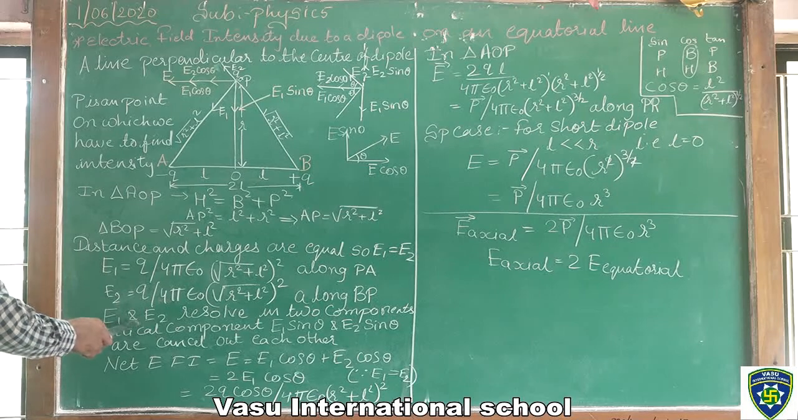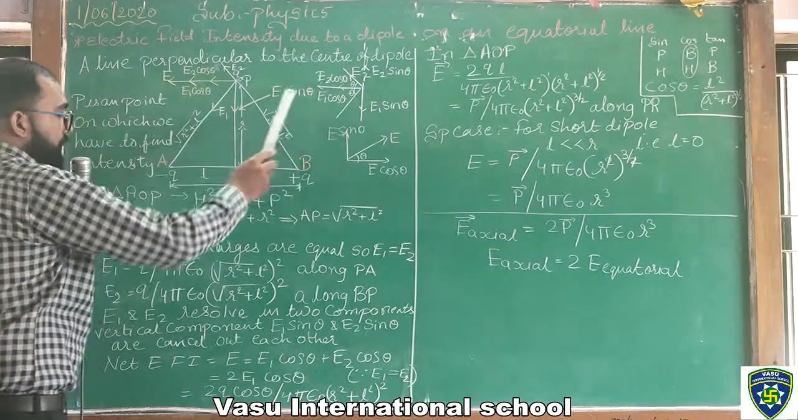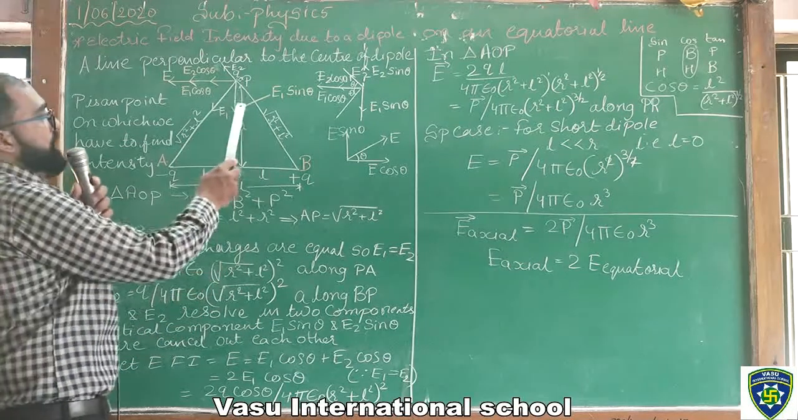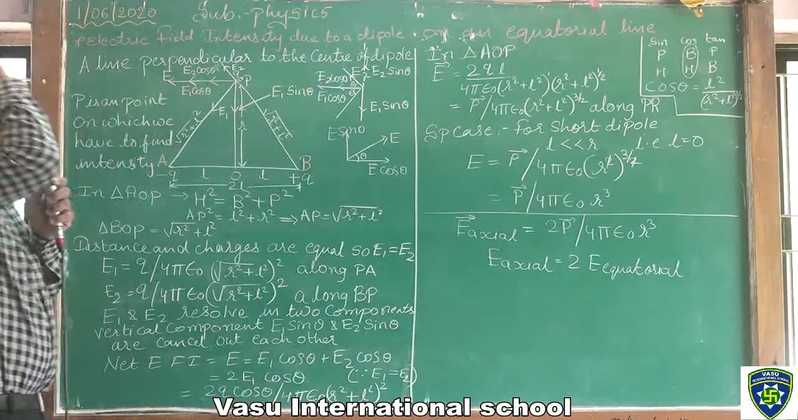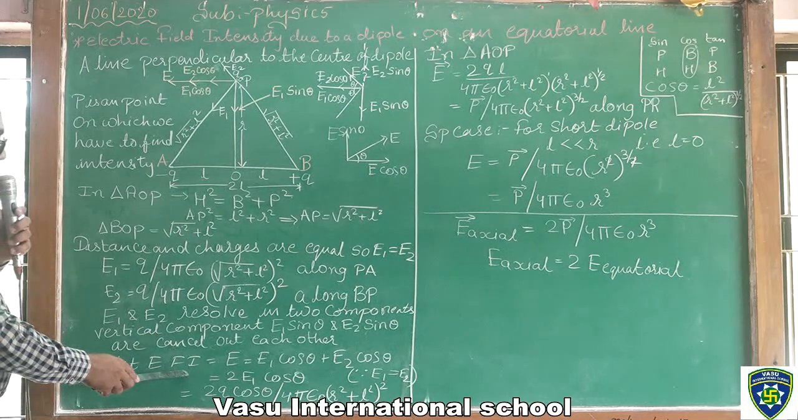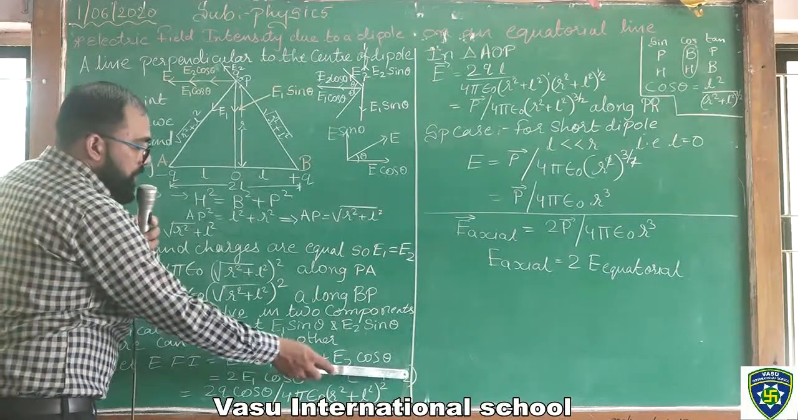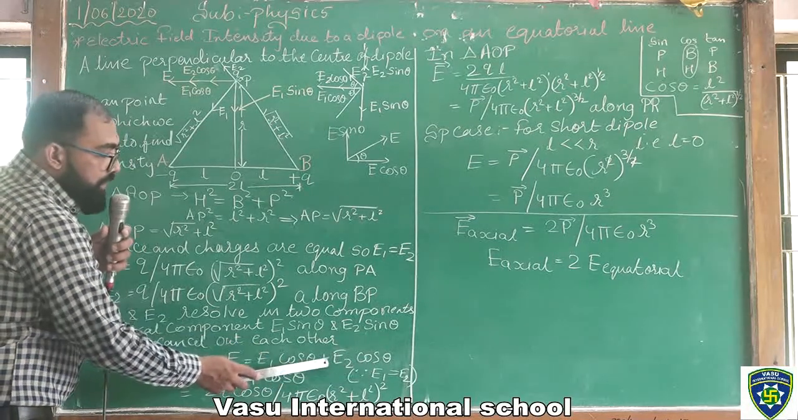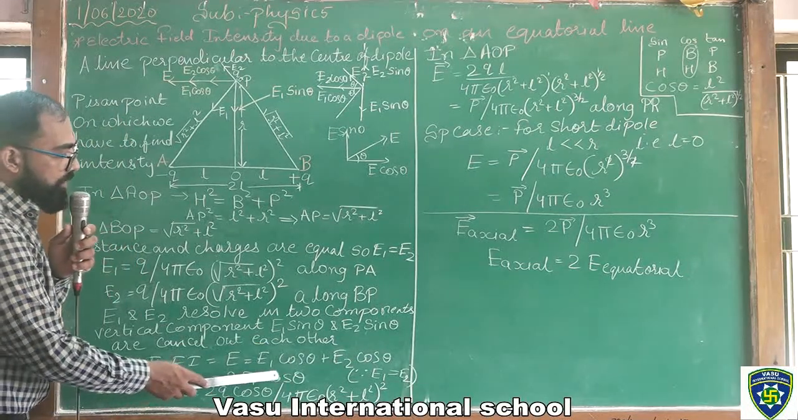Okay. Now E1 and E2 resolve into two components. Here we have already seen that E1 and E2 resolve into two components, but the vertical components, E1 sin theta and E2 sin theta, cancel each other out because they are in opposite directions. So the net electric field intensity is equal to E1 cos theta plus E2 cos theta. Here E1 is equal to E2, so instead of E2 I can write E1. So E1 cos theta plus E1 cos theta is equal to 2 E1 cos theta.